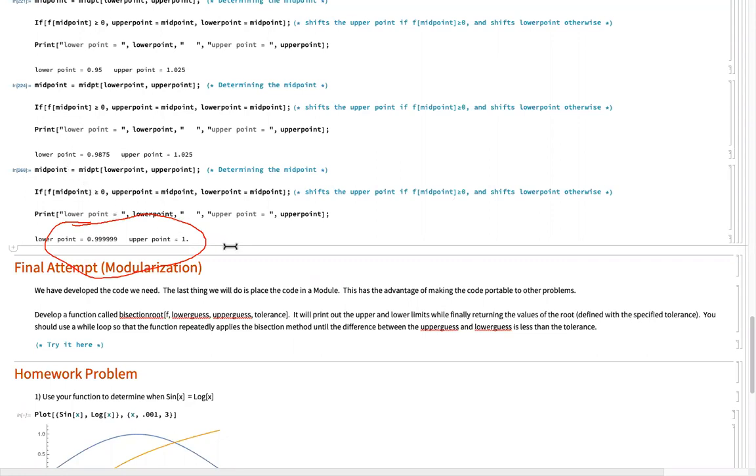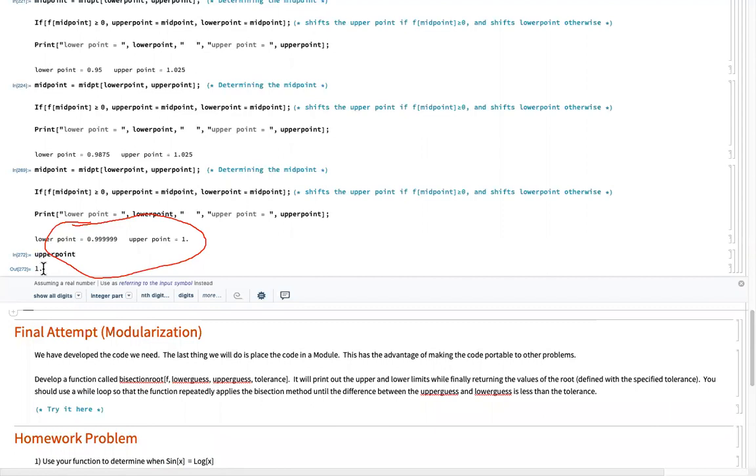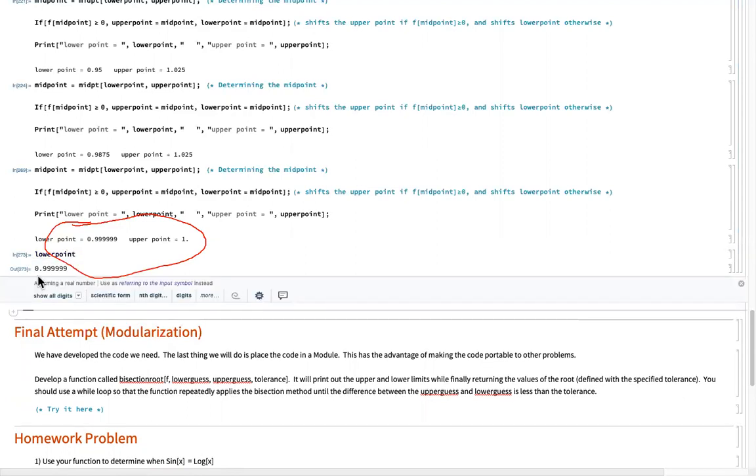Very good. So we could say, oh, that's okay. There we could see at this point, what is upper point? So really Mathematica is saying that it's 1. It's just 1. And then the lower point is 0.99999. Okay. And if you wanted to, you could tell it to keep more digits and you could get closer and closer and closer. Okay? So that's the idea.